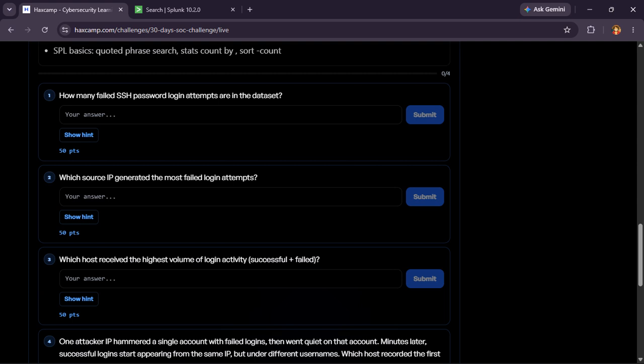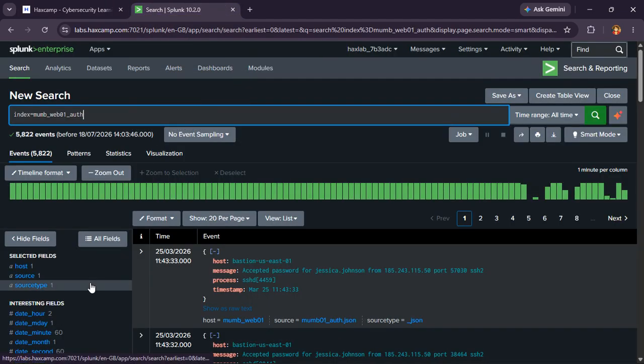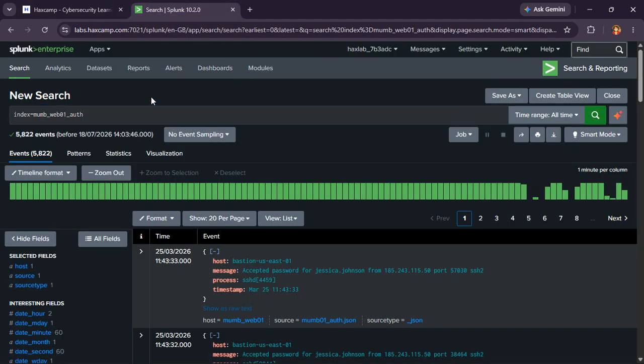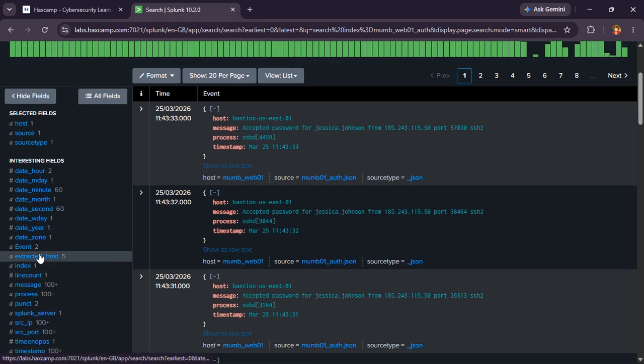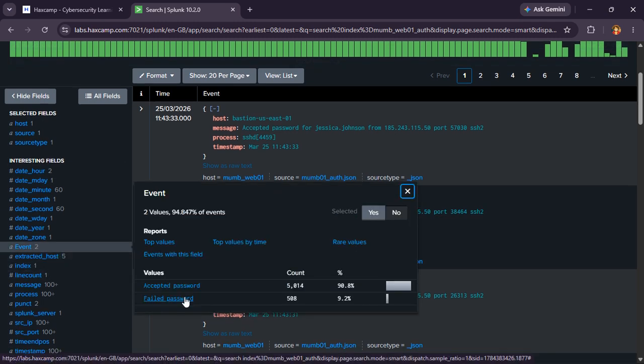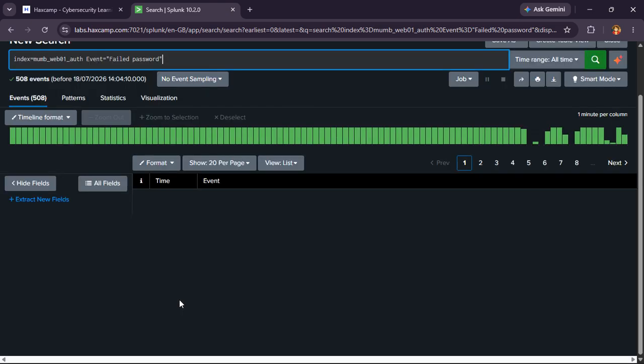So we need to sort this. First of all, we need to change the time range to all time instead of 24 hours. The question is: how many failed SSH password login attempts are in the dataset? I need to search the events, which are either accepted password or failed password. So there are two events in total, accepted password and failed password, and we need to include the failed password.